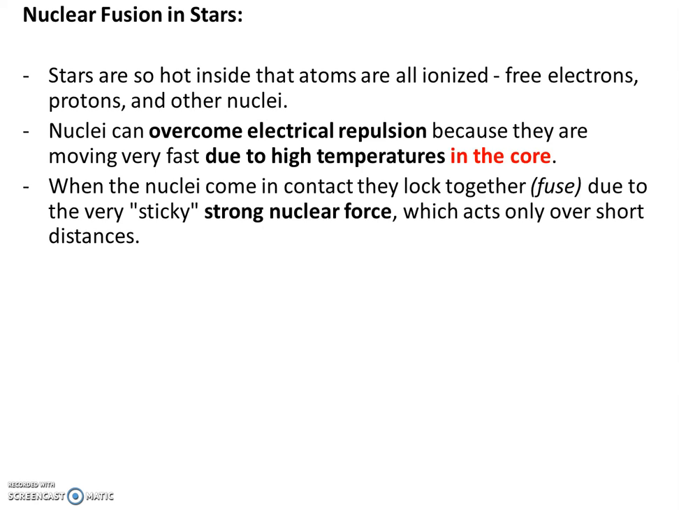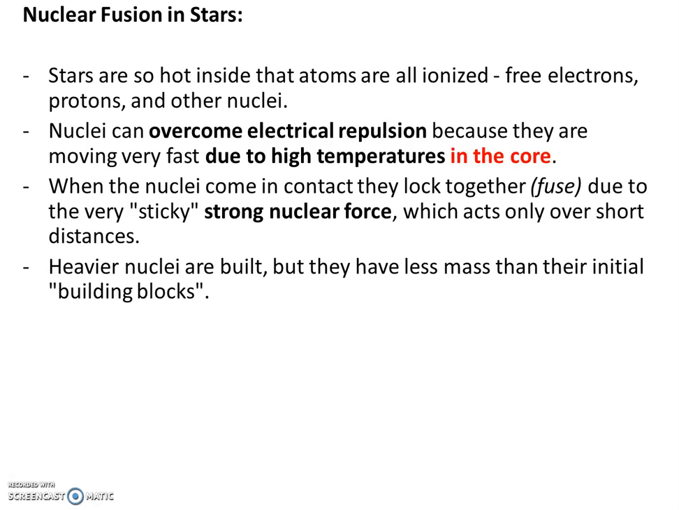Okay, so when nuclei overcome this electrical repulsion, they lock together because of the very sticky strong nuclear force. This force only acts if you get them close enough to just about touch. And once they do, they bind together. The electrical force is still trying to push them apart, but it's not succeeding anymore. And so what happens is, if enough protons bump into each other, you end up making heavier nuclei. In fact, you're basically doing alchemy. You're turning hydrogen into helium in the core of the stars.